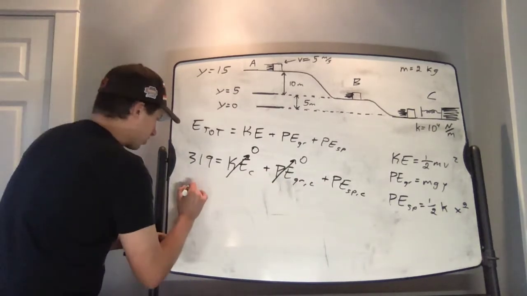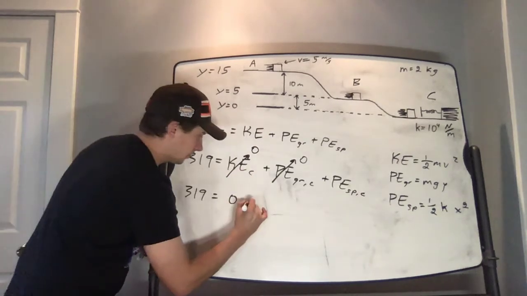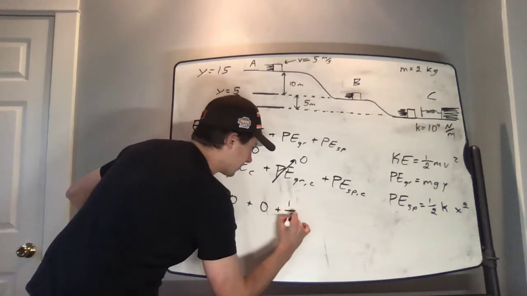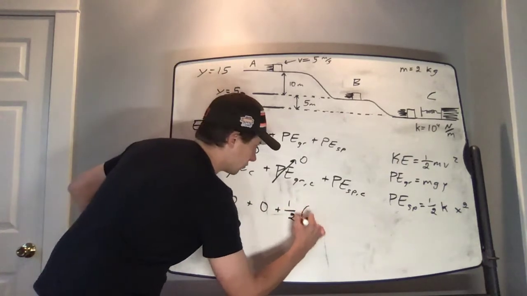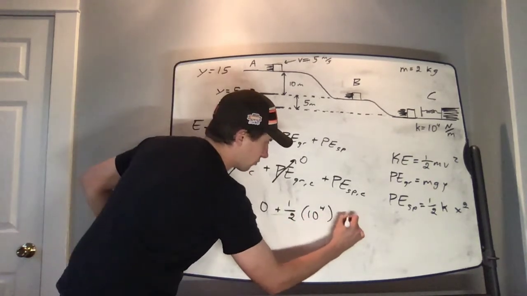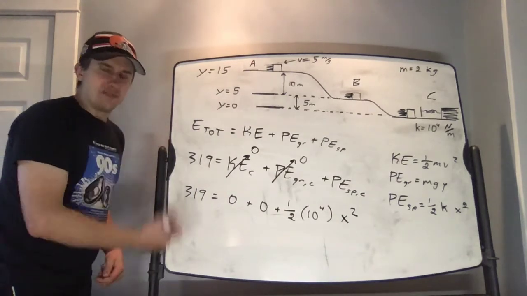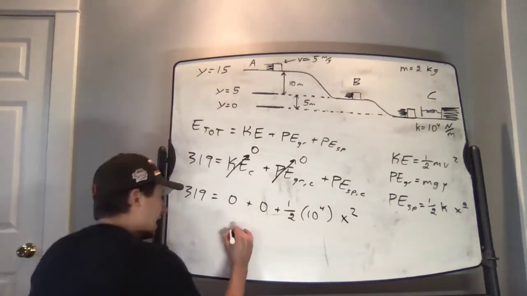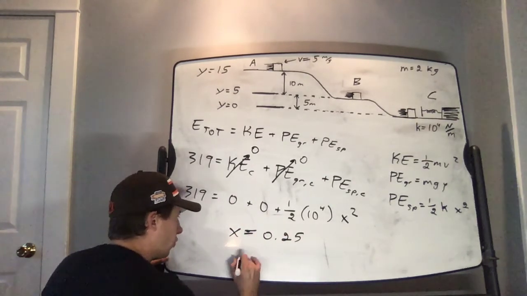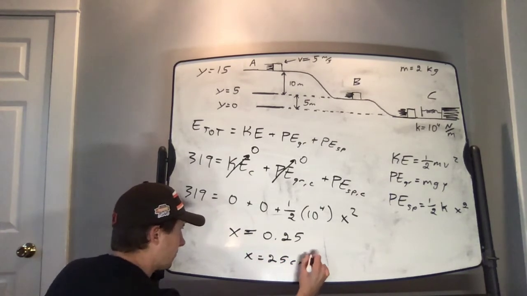So I could say 319 is equal to 0 from the kinetic, plus 0 from the gravitational potential, plus 1/2 times the spring constant, which we said is 10 to the 4 or 10,000, times the compression of the spring squared. And if I solve this in a calculator, I find x is equal to 0.25, or if I want to, I could say x is equal to 25 centimeters.